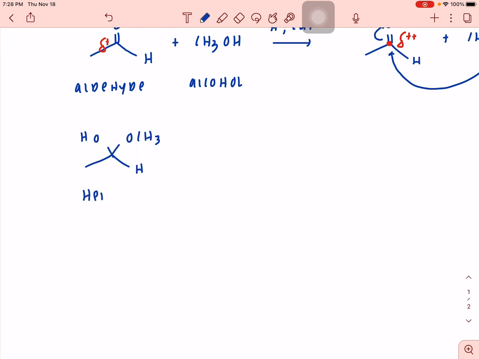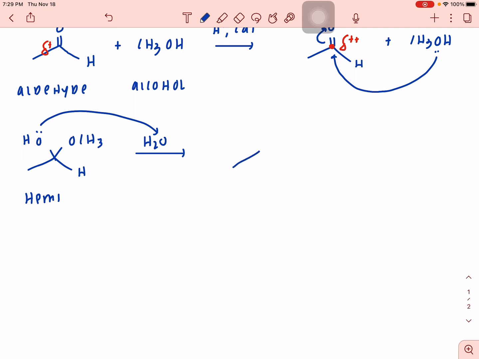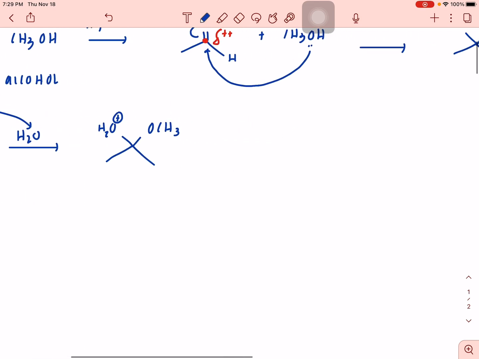So here we're starting with our hemiacetal, and now we have to form our acetal. Right now we have an OH group and an OCH3 group, and in order to form the acetal we have to get rid of this OH group. A good way to do that is to literally make it leave, and the way we can do that is have the oxygen on the OH group grab onto a hydrogen from water, so that it has 2 hydrogens now, and that makes it have a positive charge. And this H2O plus looks a lot like water.